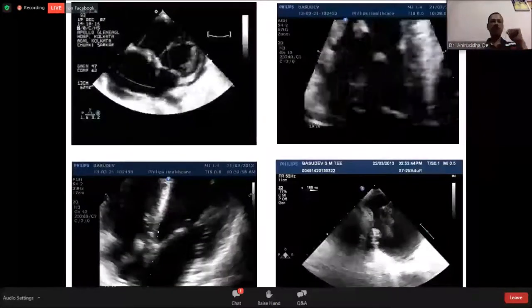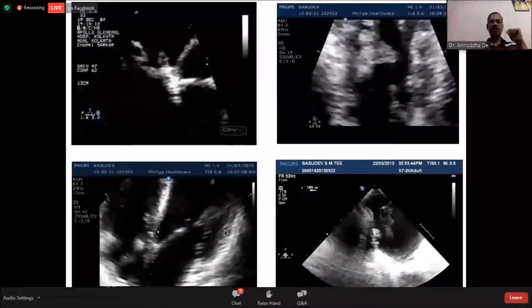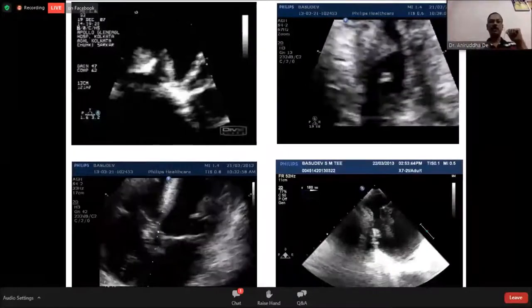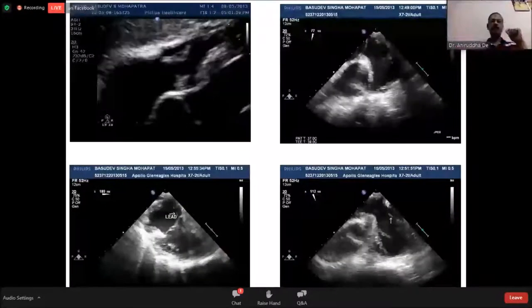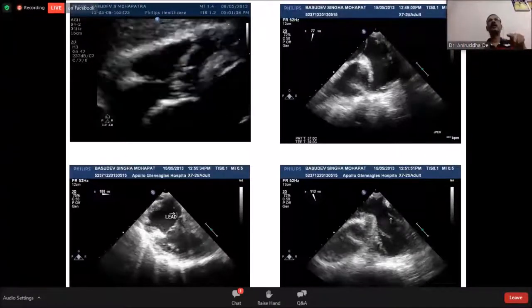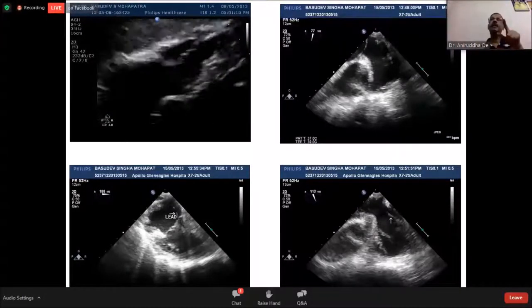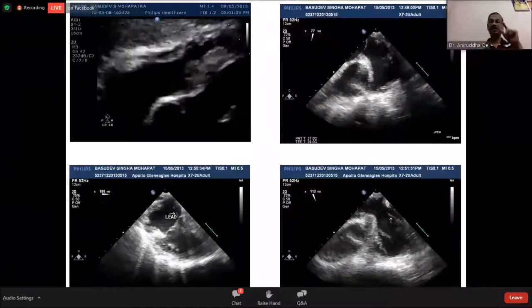And lastly, the endocarditis: you can see lead endocarditis. This is a classical patient of lead endocarditis, which was treated by medical management with caspofungin, and this patient improved.